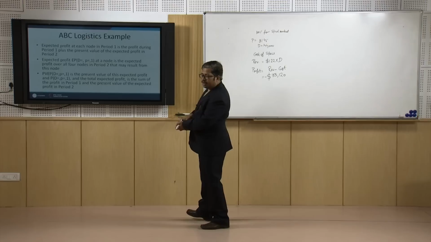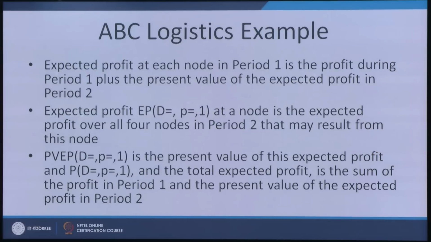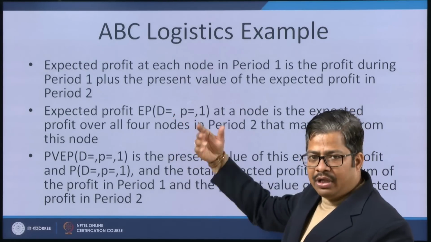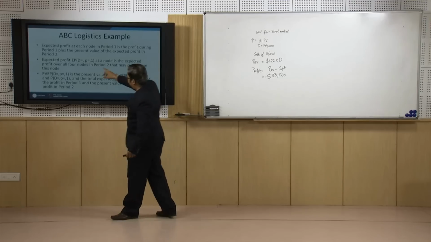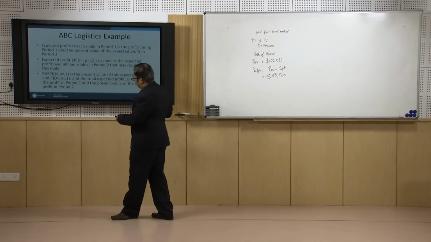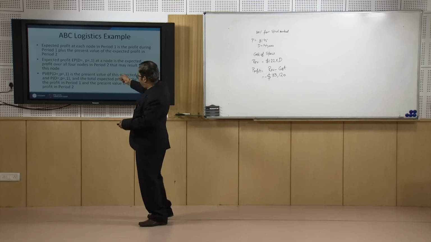So, this is what I mentioned in the first point, that expected profit at each node in period 1 is the profit during period 1 plus the present value of the expected profit in period 2. Now, expected profit EP, that is D and P at a particular state 1, comma 1 means at time period 1, and for a particular level of demand and at a particular level of price. So, when D is 120, price is also 1.32, that is the first state.